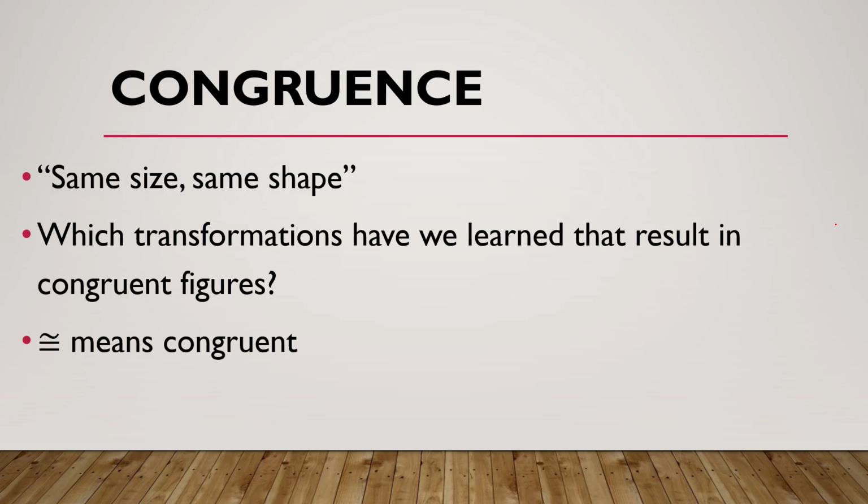So thinking of that, which transformations have we learned result in congruent figures? In other words, the size of the shape does not change. Well, we did translations first. Translation simply moved a figure left or right, up or down. Never changed the size of the shape, never changed its shape.